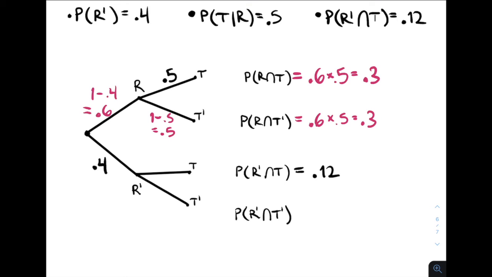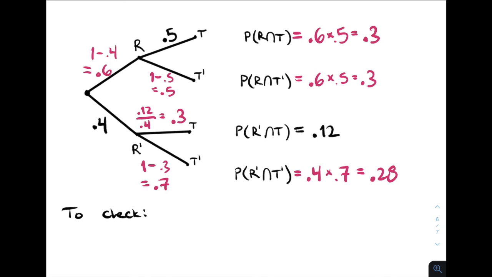We can use similar thinking to find what this missing branch probability is. We know that 0.4 times whatever this branch is should be 0.12. This means this branch is equal to 0.12 divided by 0.4, which equals 0.3. At this point, since we know that the branches of this node should sum to 1, this is 1 minus 0.3, which equals 0.7, and we can fill in our final blank as 0.4 times 0.7, which equals 0.28.